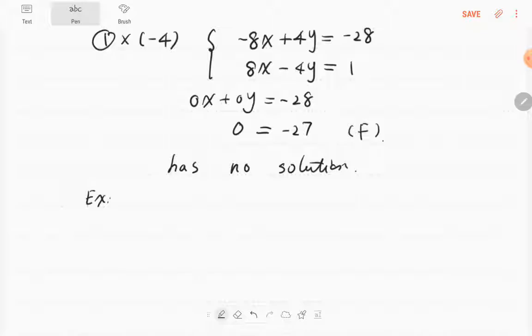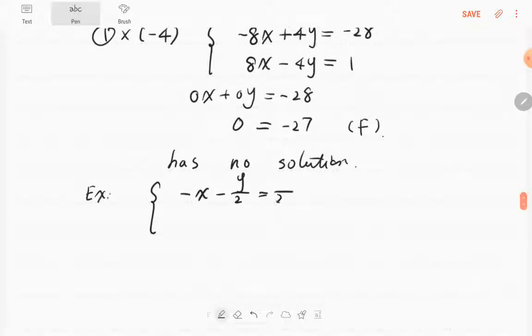Let's check one more. Sometimes we will have the fraction as our coefficient. It's still the same. This time we have two equations. And we realize this time maybe we could try to eliminate y.